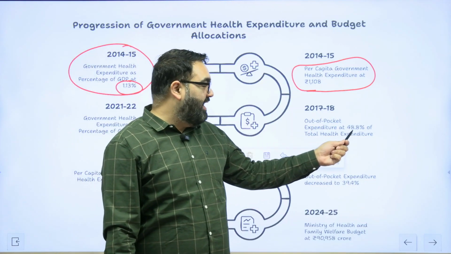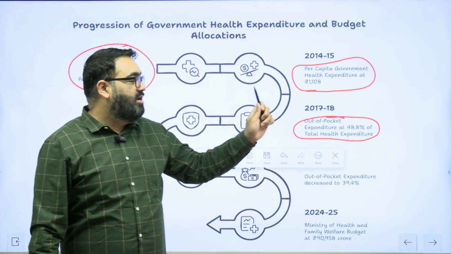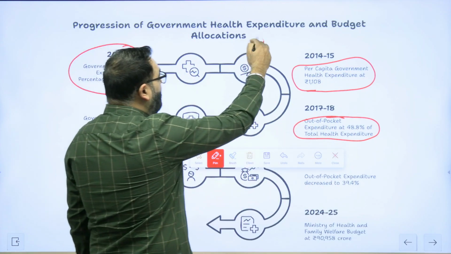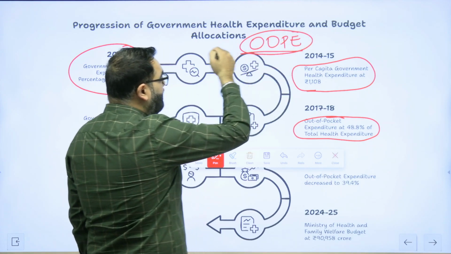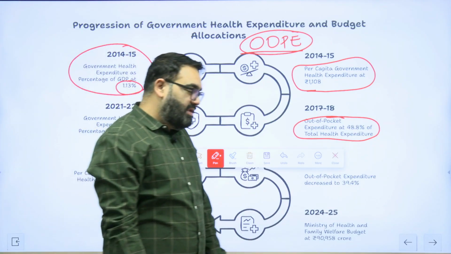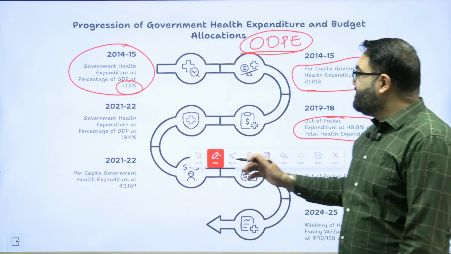In 2017-18, out-of-pocket expenditure was 48.8% of total health expenditure. Now, please understand what this means. Out-of-pocket expenditure, in short, OOP, is a very important metric when you are comparing healthcare systems of multiple countries. See, in the field of healthcare, insurance plays an extremely important role.